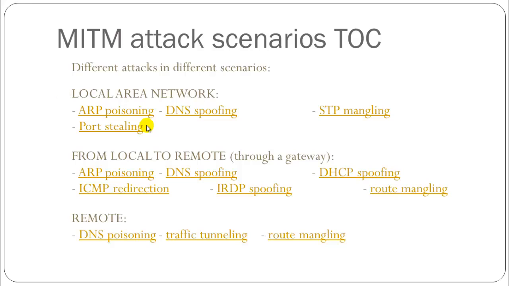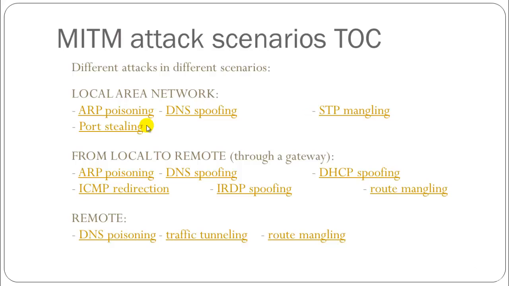That is the local area network. That means it's not on the internet, it's just inside the company. It can be, you can say, the intranet, for example. So these are different types of attack: ARP poisoning, DNS spoofing, STP mangling, and port stealing.